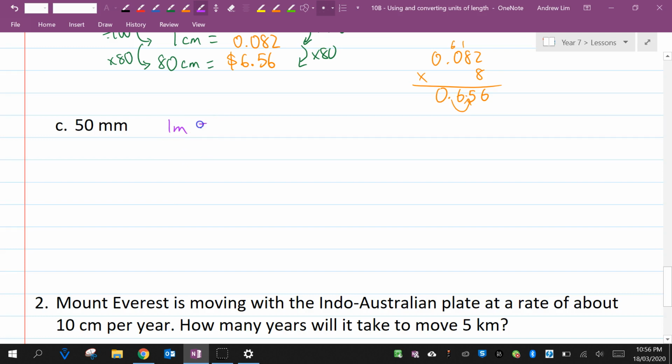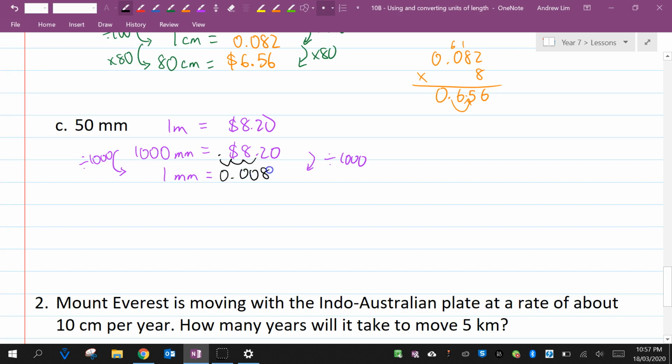Okay, so 1 meter is equal to $8.20. Or 100 centimeters, or 1000 millimeters, because I times it by 100 and then 10, is $8.20 because they're exactly the same length. 1 meter is 1000 millimeters. So I can work out 1 millimeter by dividing by 1000. So I can divide this by 1000 by moving the decimal point to the left 3 times. 1, 2, 3. So 0.00820.